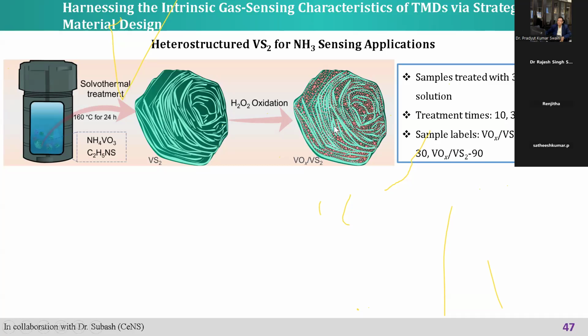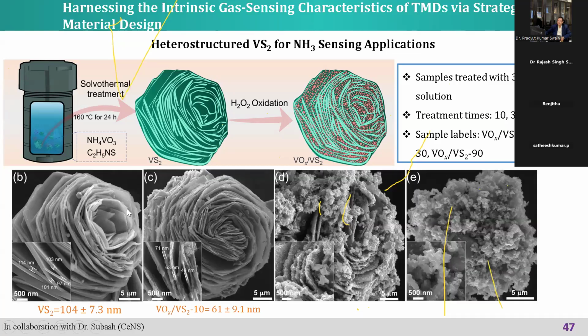You see there's a flower-like morphology of VS2, and it is decorated with oxide particles, VO2 particles, on top of it. In this case it is VOx; we don't know exactly which oxide. This is how the real sample looks under the scanning electron microscope: the as-prepared sample, and then with increasing reaction times of 10 minutes, 30 minutes, and 90 minutes. The flower-like morphology is there, and with time these flowers are converted into droplets. The droplets start appearing on top of it.